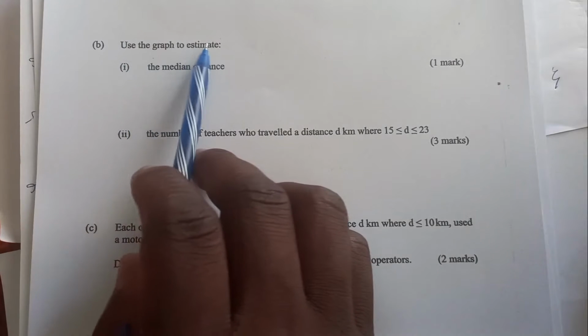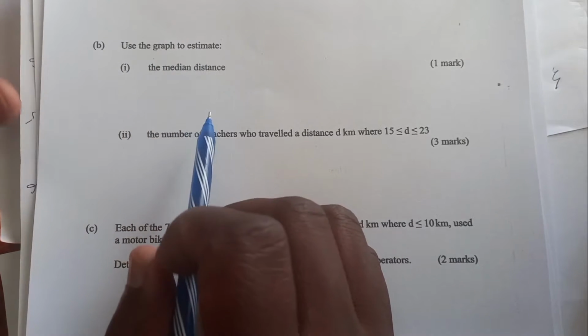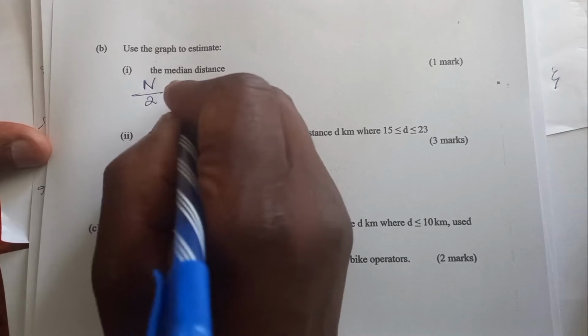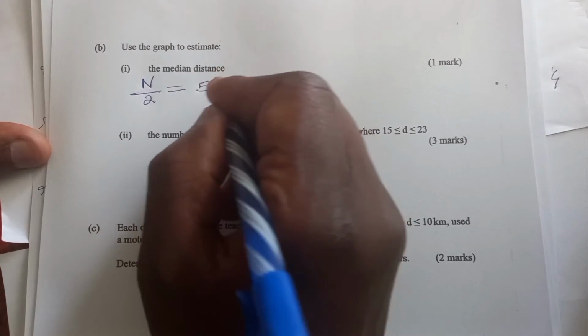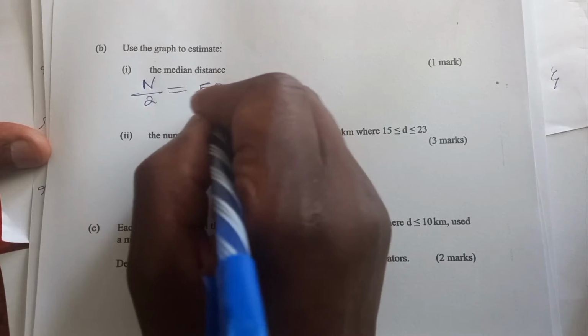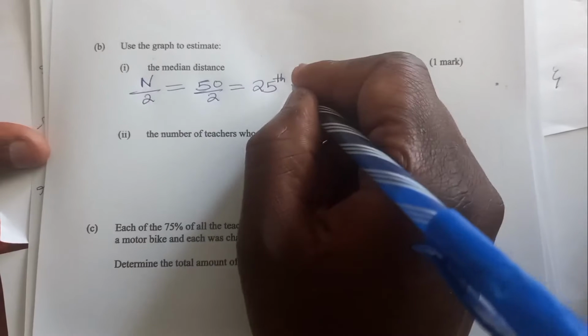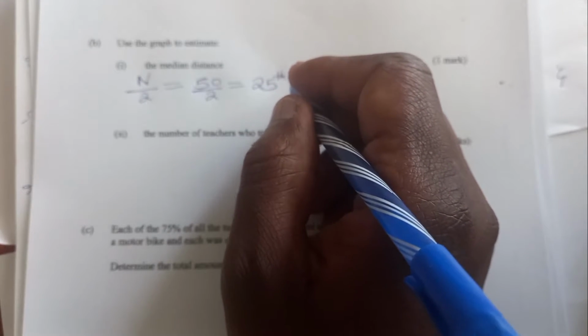B. Use the graph to estimate 1. The median distance. So how do you estimate the median distance? The median is the middle value, so we take n divided by 2. That is how we get the position of the median. N is the total frequency. In this case, the total frequency is 50 teachers, divided by 2, and this gives the position to be located at the 25th teacher. So we go to the graph.